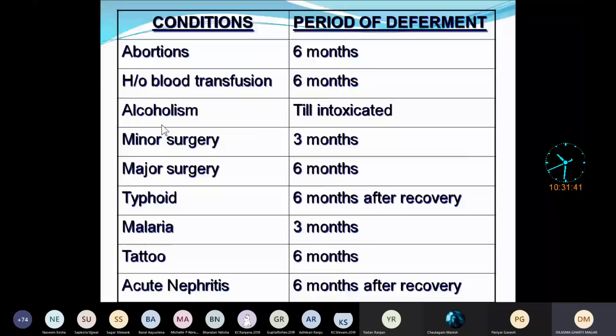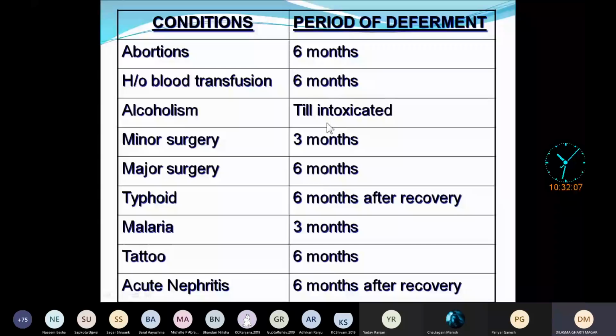Usually till intoxicated means till the effect of the alcohol is gone, that time we should not take the blood. So in case of alcoholism, we say 24 hours. Suppose if a person has taken alcohol in the evening, then till next day evening we should not take the blood. Only after he doesn't take alcohol can we take the blood.